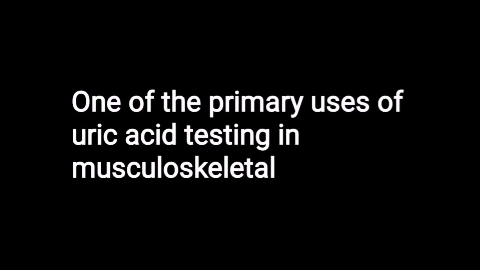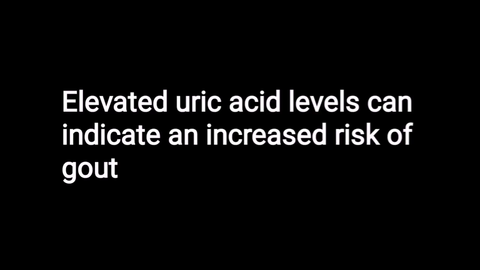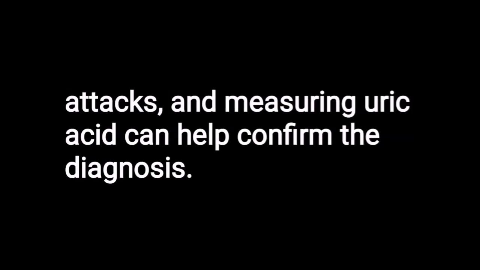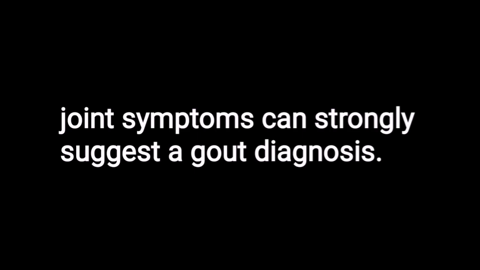Diagnosing gout. One of the primary uses of uric acid testing in musculoskeletal evaluations is to help diagnose gout. Gout typically presents with sudden and severe pain, redness, and swelling in the affected joints, often starting in the big toe. Elevated uric acid levels can indicate an increased risk of gout attacks, and measuring uric acid can help confirm the diagnosis. While not all patients with high uric acid levels will develop gout, the presence of elevated levels in conjunction with characteristic joint symptoms can strongly suggest a gout diagnosis.